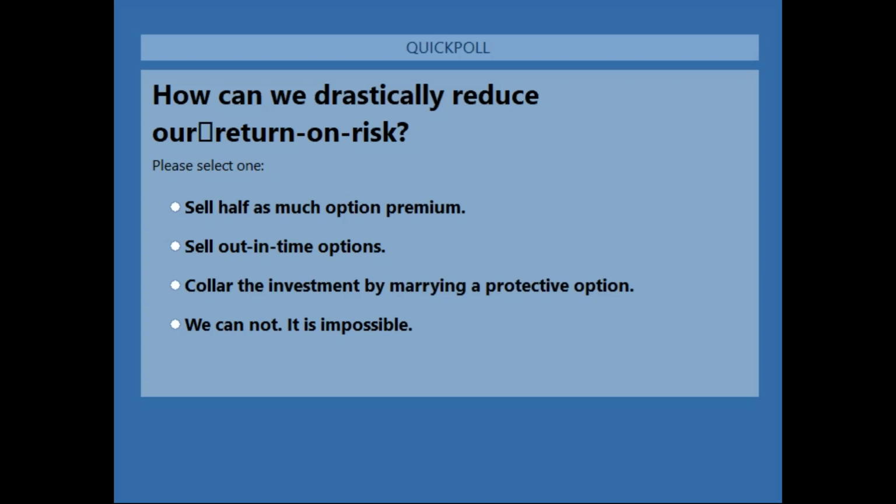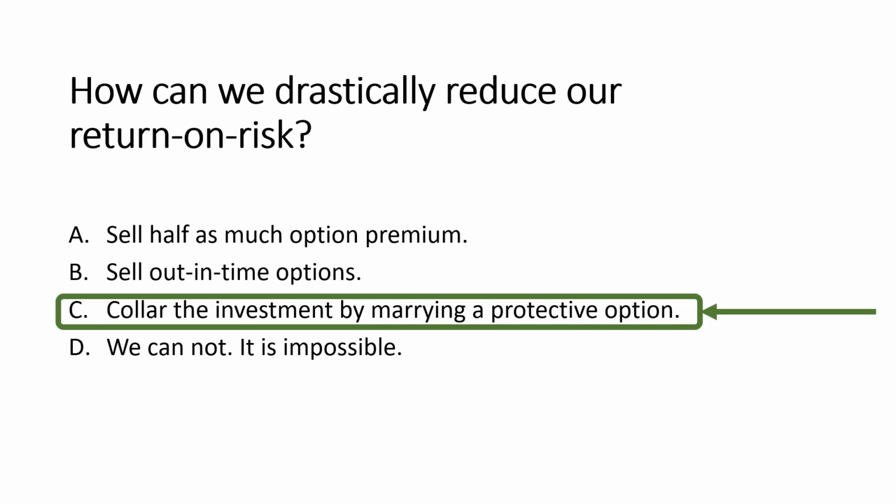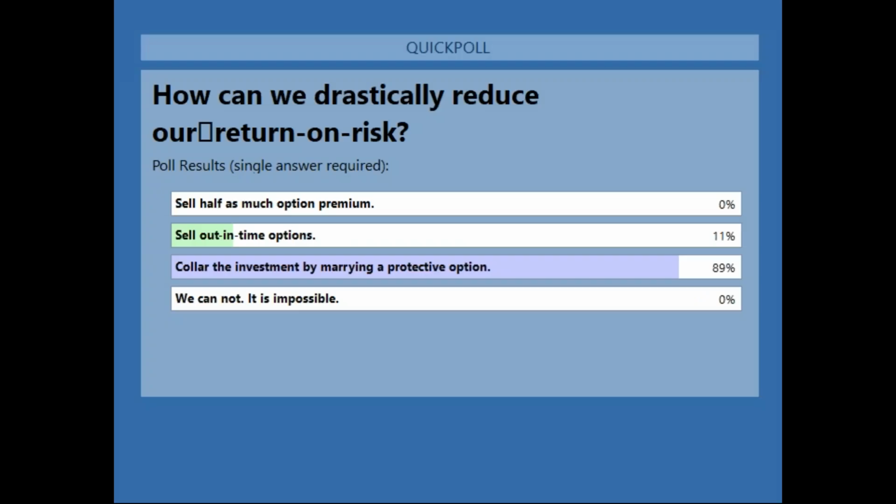Sell half as much option premium, sell out-in-time options, collar the investment by marrying a protective option, or is what I'm talking about not even possible? I'll give you 3. I'll give you 2. I'll give you 1. If the answer you came up with is collar the investment by marrying a protective option, you're absolutely right. That's what we do. And I'm just looking at your results, 89% of the folks who answered that got it right.